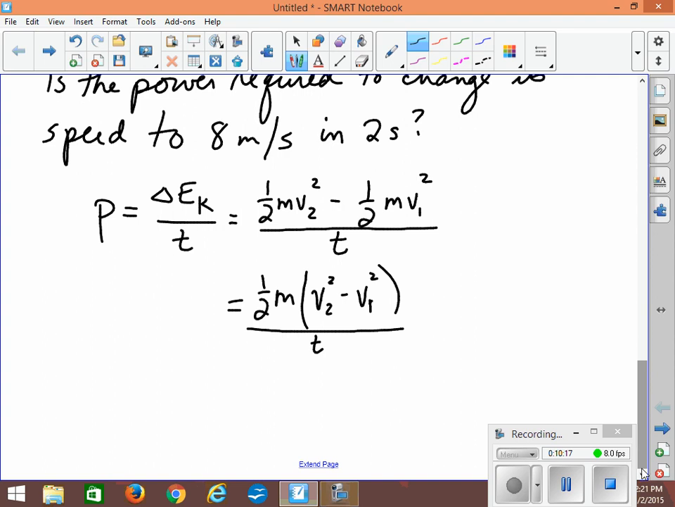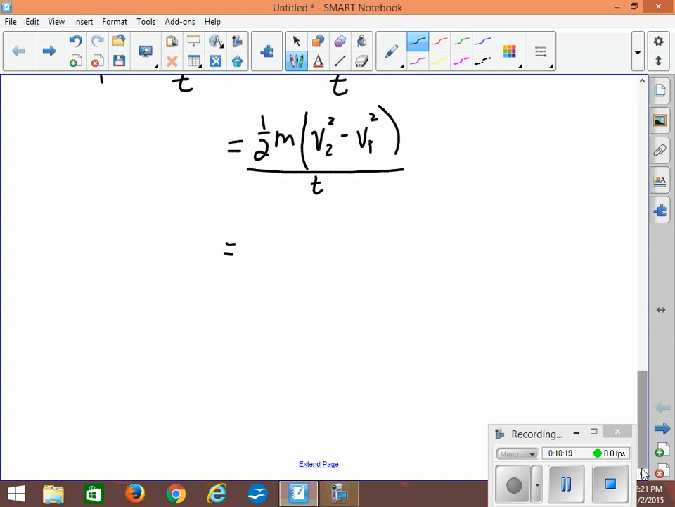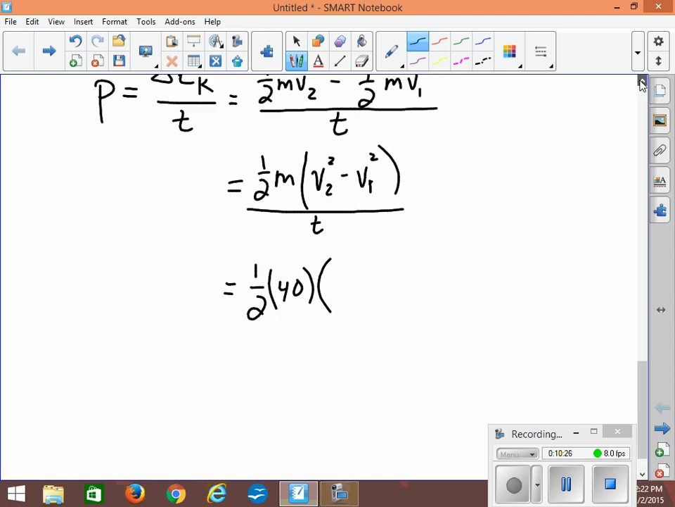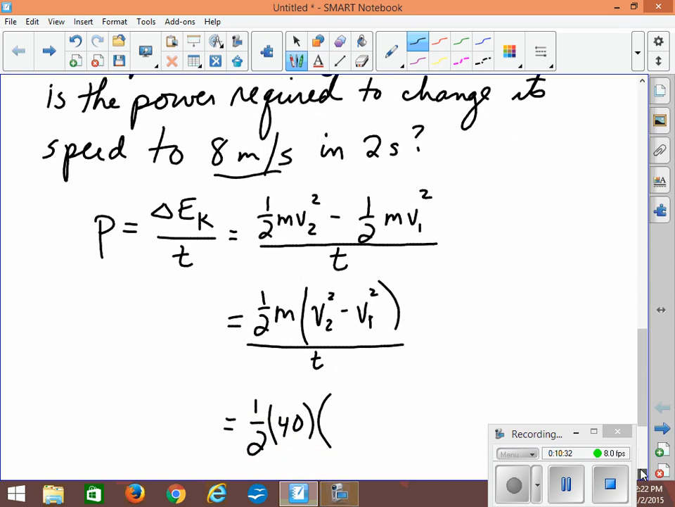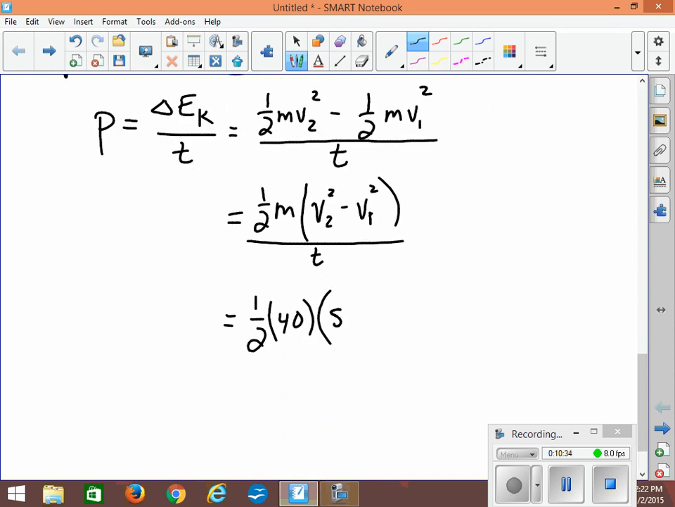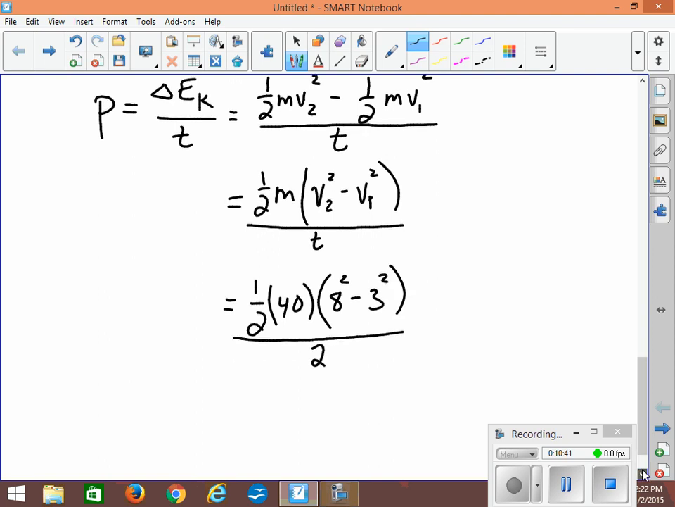But it's easy to figure this out. It's 1/2. The mass is 40 kilograms. And we're going from 3 up to 8. 3 meters per second up to 8 meters per second. So our second speed is 8. 8 meters per second squared minus 3 squared. And that's still all over a time, and the time was 2 seconds in the question.